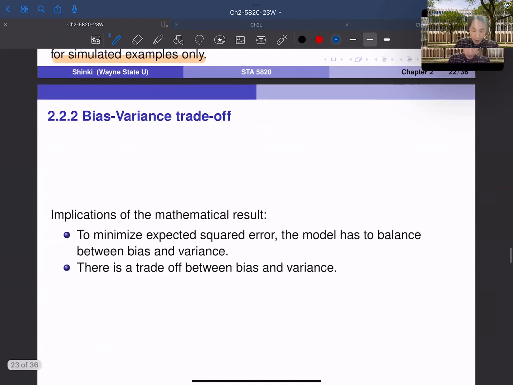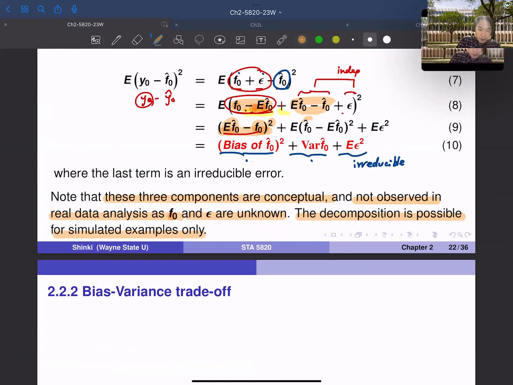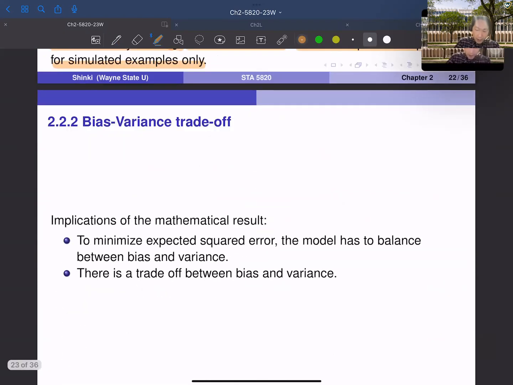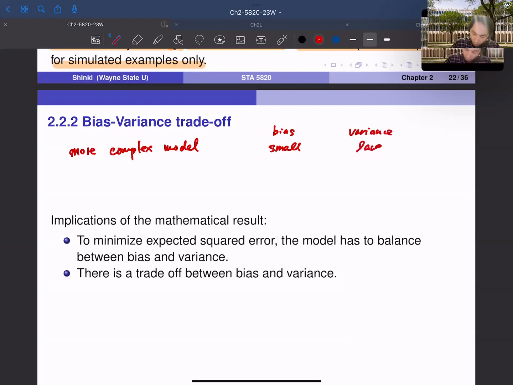And so the implication is that to minimize the expected squared error, that is the left-hand side of this equation, usually we have to balance this first term and second term. The third term is not observed and also constant. And roughly speaking, a more complicated, more complex model has smaller bias but large variance. And the simpler model, the bias is larger and the variance is smaller.